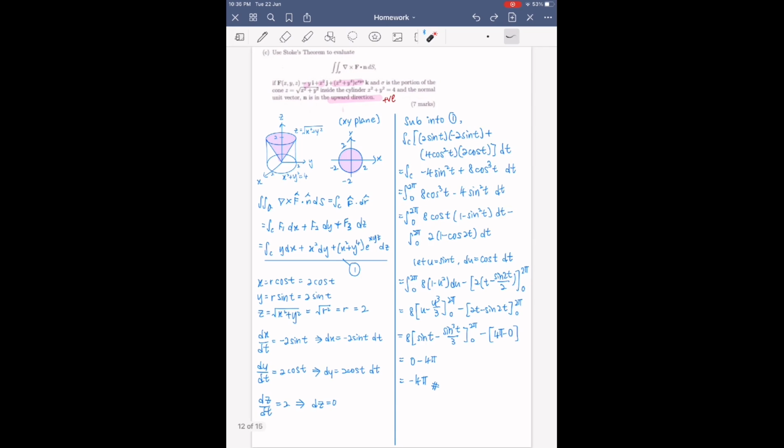For question 5c, it is regarding the Stokes theorem. Firstly, we sketch the solid of integration. Then we substitute into the equation for F dot dr. After that, we find r(t) and find dr(t). Then after finding all the information, we substitute into equation 1. Then we do the integration.